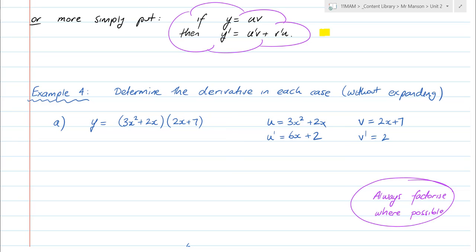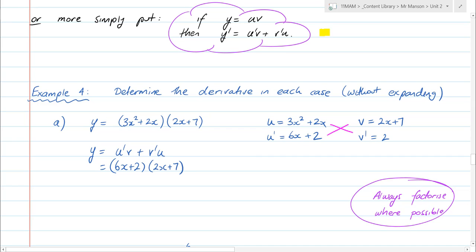And then my product rule is going to look a little bit like a times. I'm going to cross multiply the v dash with the u and the u dash with the v, and the product is multiplied. So you get a bit of a times in there anyway. It works really nicely. And that gives us y dash equals u dash v plus v dash u, which is 6x plus 2 times 2x plus 7, plus v dash, which is 2 times 3x squared plus 2x.